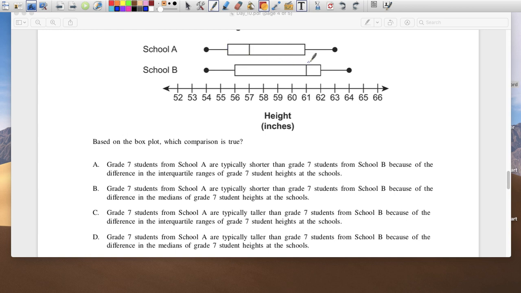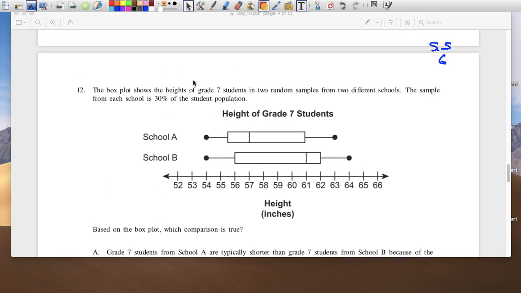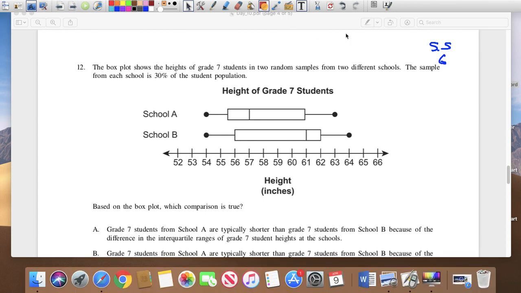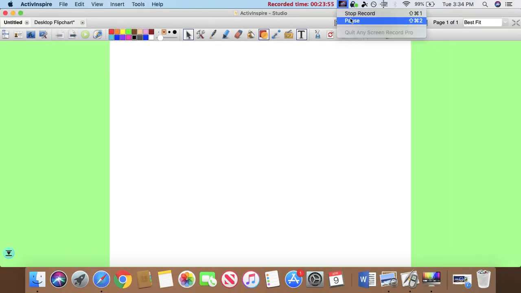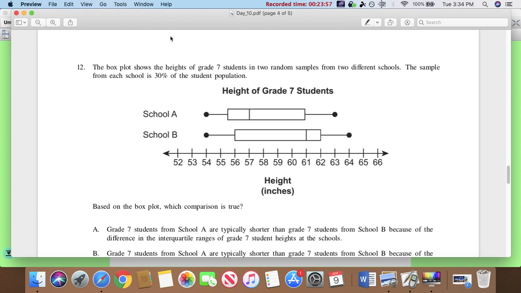The interquartile range, the IQR here is 61 minus about 50, so about 5.5, and the IQR here, 62 to about 60. The IQR is about the same. Does that mean 50% of the students are that height? What question is this? In a second. Number 12. Pause. Alright, so I don't know if it's 12.